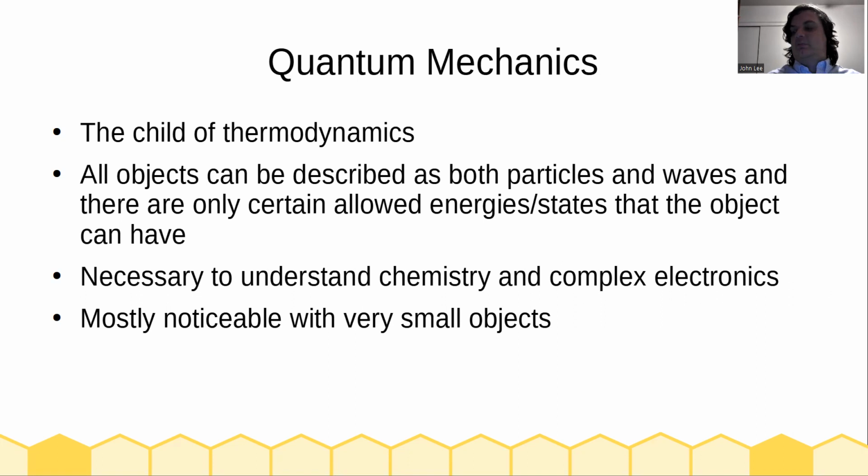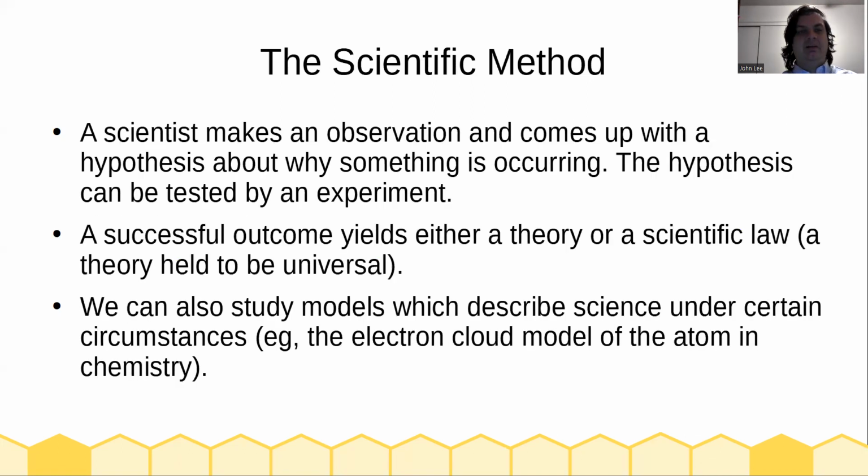But it wasn't noticed until recently, because it's mostly only noticeable with very small objects. So with classical mechanics, you can describe larger objects like a rock or a car. But when you get down to the size of a proton or an atom, then you're going to have to talk about quantum mechanics. So that is a brief overview of what the field of physics has been doing for the past 600, 700 years.